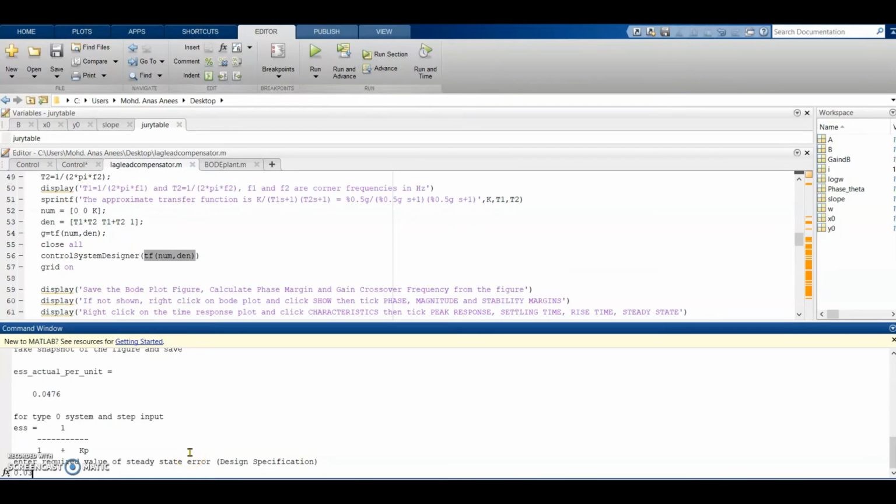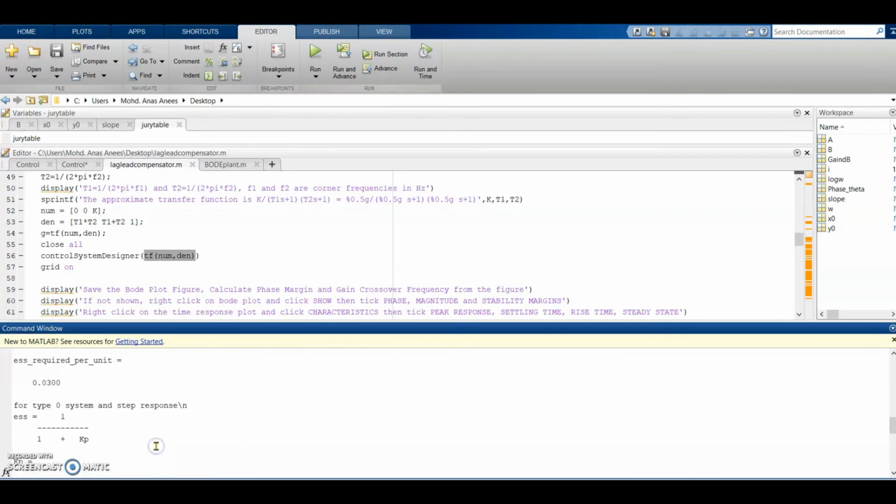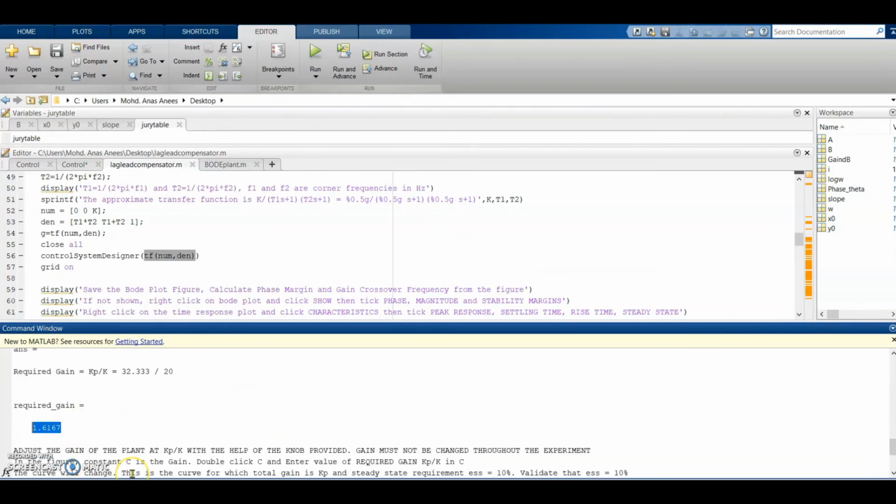So I am writing 0.03 here. As you can see from here, for 3% error, with this formula we can find out Kp. Kp should be 32.33, but our gain is 20. That means a further gain of 32.333 divided by 20 is required in the system. So the required gain in the system is 1.6167. That means additional to 20. If you multiply this gain by this, we'll get 32.33.